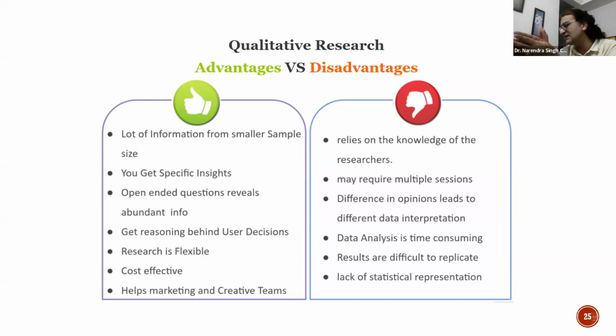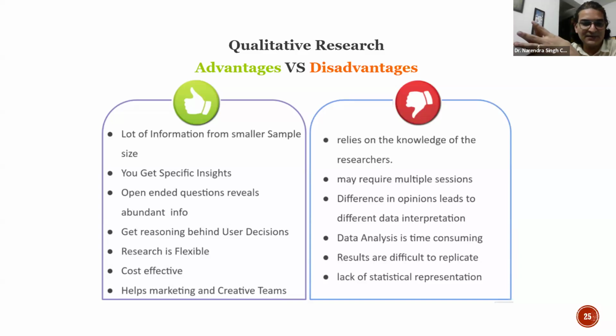There is no such guideline that you have to go to question one first, then question two. It all depends on what kind of interview session you are having. At times, you might ask some question first and then another question at the last. So it all depends on where the conversation is going. But the important part is you have to make sure that the research objectives and the research questions that you have in mind are intact and not getting compromised, right? So open-ended questions reveal abundant information, and give the reasoning behind the user's decision, why they are doing so, and many things. Research is flexible.